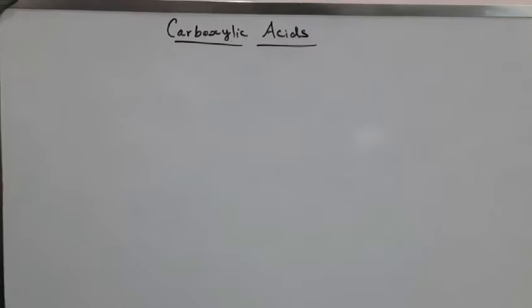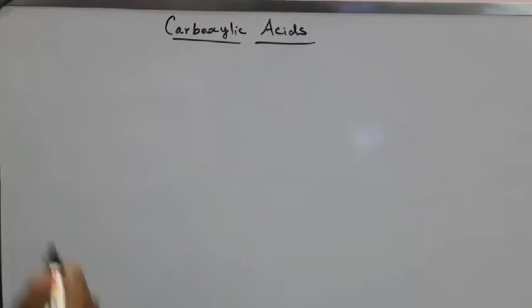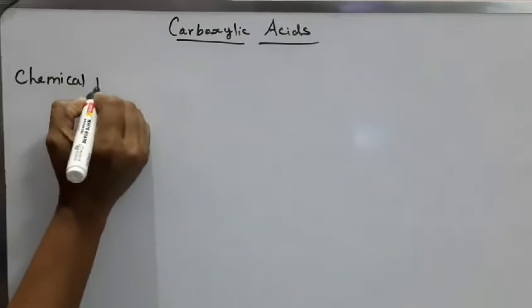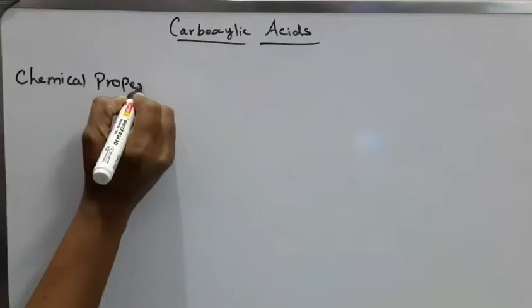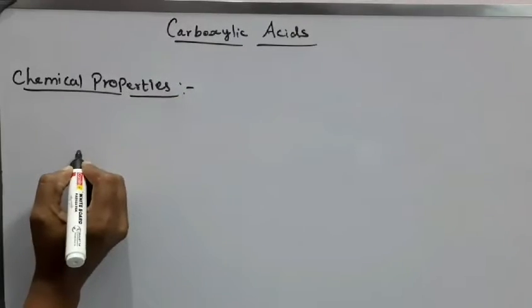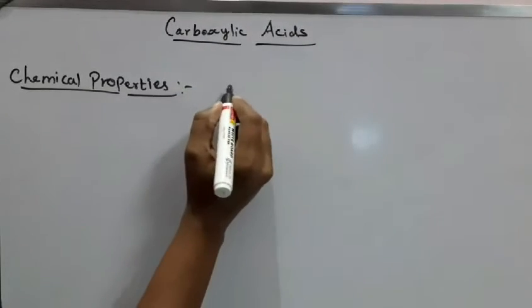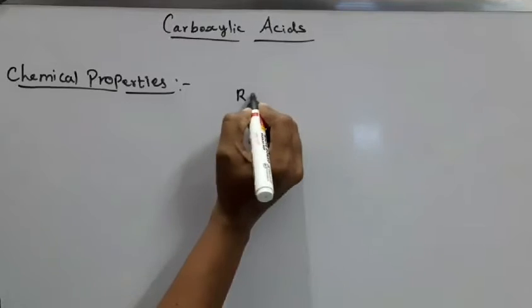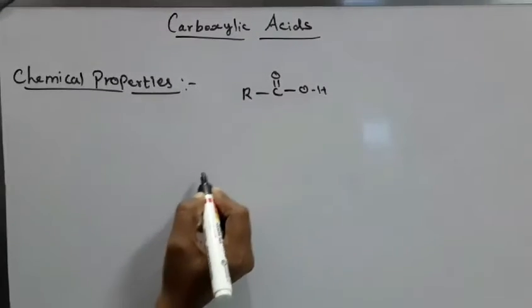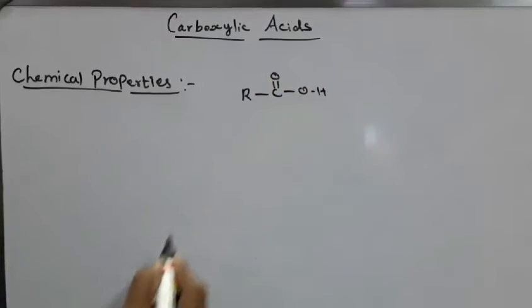Next we are going to study carboxylic acids' chemical properties. So, what is a carboxylic acid? The general formula is R-C double bond O, single bond OH. This is the general formula for an acid.